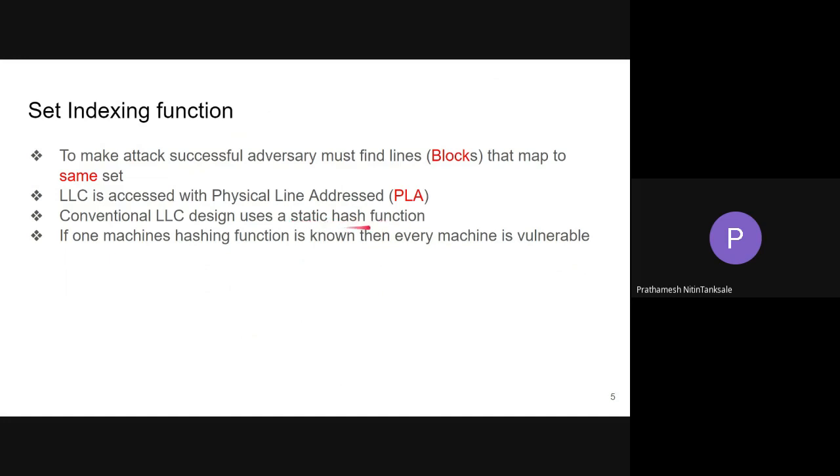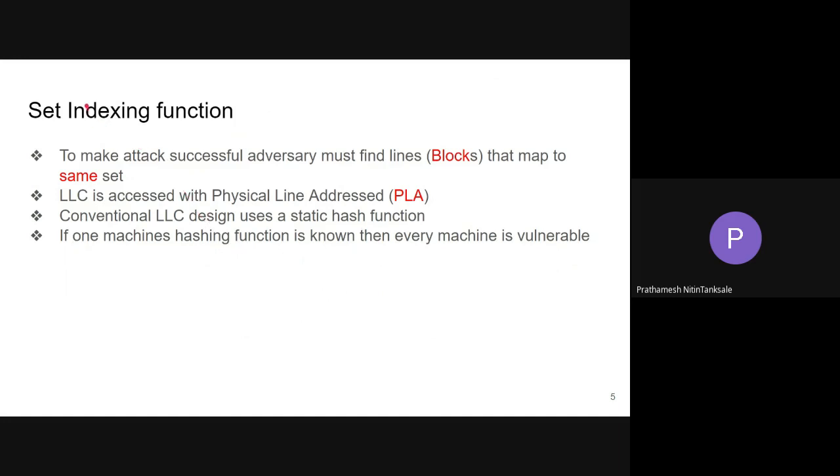No matter how complicated the hash function may be, it is just a matter of time. An attacker will run sophisticated algorithms to reverse engineer which particular hash function it is using. Once the attacker has good knowledge of the hash function, he can purposefully create an eviction set so that he can learn the victim's access patterns. The more dangerous part is that if one machine's hashing function is known, every other machine is vulnerable, because this is hardware and production is done lock, stock and barrel. It does not change from CPU to CPU.